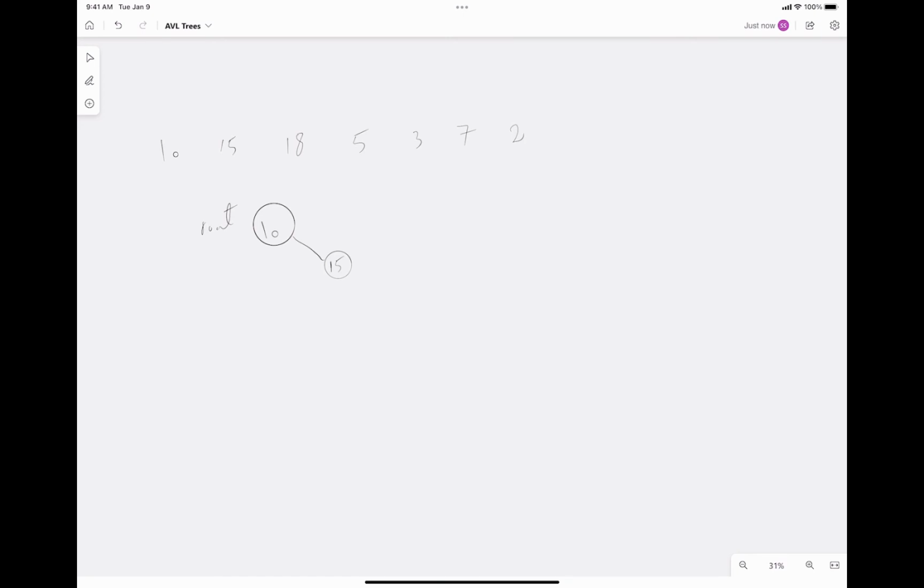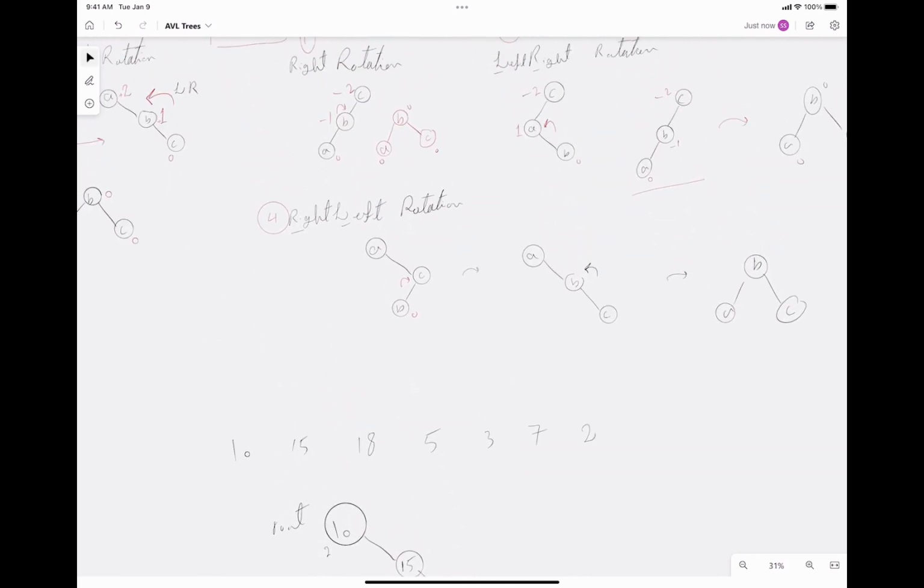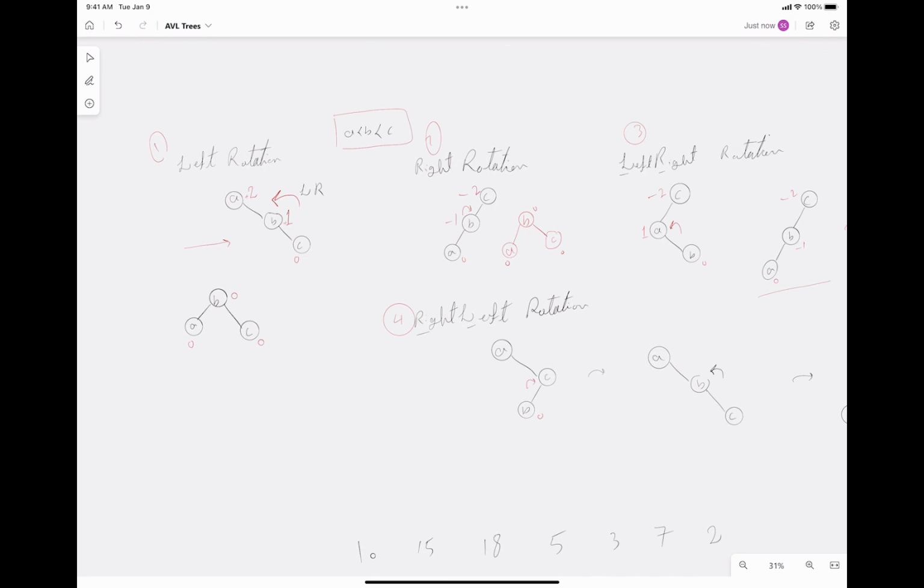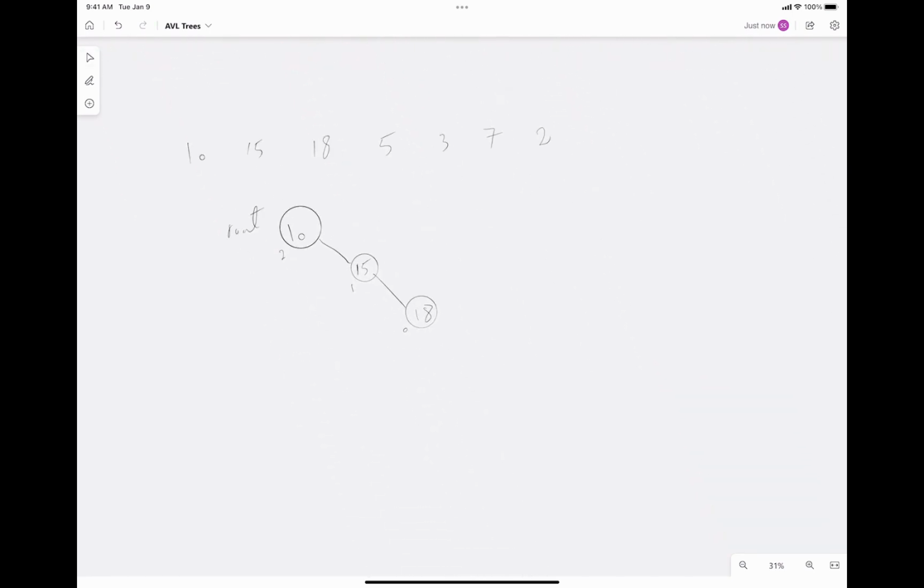After that, we're going to insert number 18, and because 18 is greater than 10, we need to go to the right side, and because it is also greater than 15, we insert it as the right child of 15. So here is the tree that we have. As you see here, the tree is not balanced anymore. The balance factor for 18 is 0, for 15 is 1, and for 10 it is 2, which shows us the very first case, where we need to do a left rotation around the node B, which is the node 15.